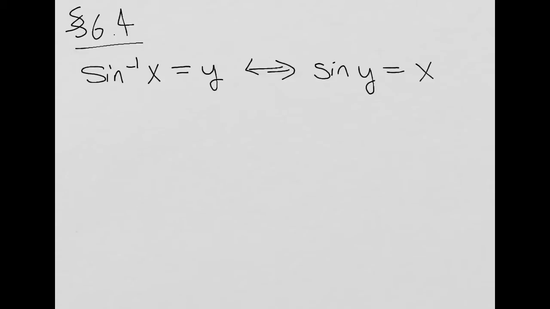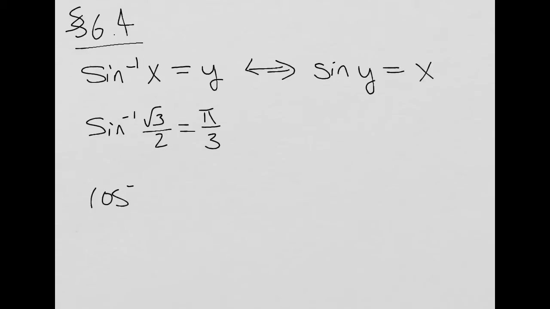In section 6.4, we're going to revisit the inverse trigonometric functions. Now remember the definition. If I had sine inverse of some number x, and I said that equaled y, that was equivalent to the sine of y equals x. So for example, if I had sine inverse of square root 3 over 2, we're asking what angle, if I take the sine function of it, gives me an output of square root of 3 over 2. If we go back to our chart that we've written a number of times now, we get pi over 3.